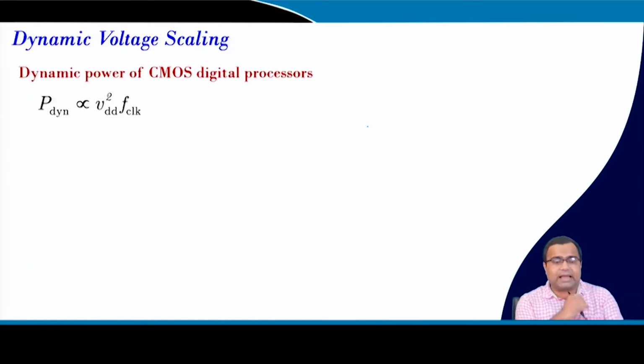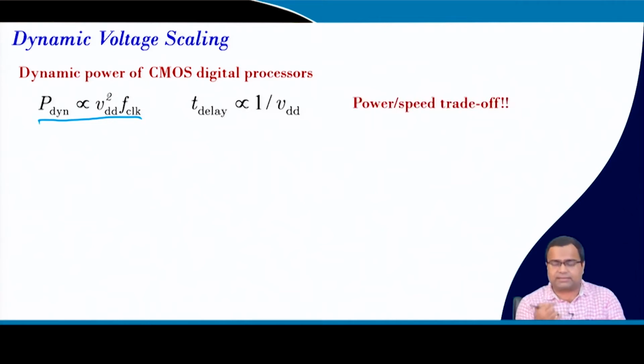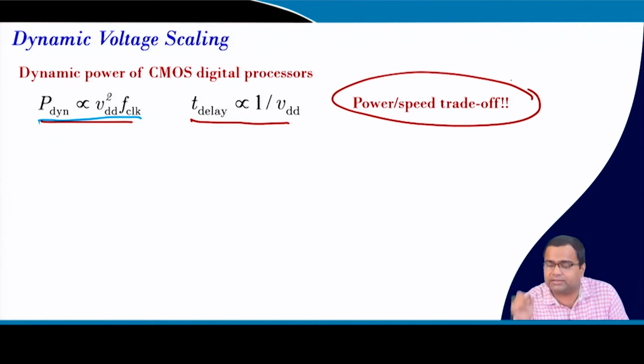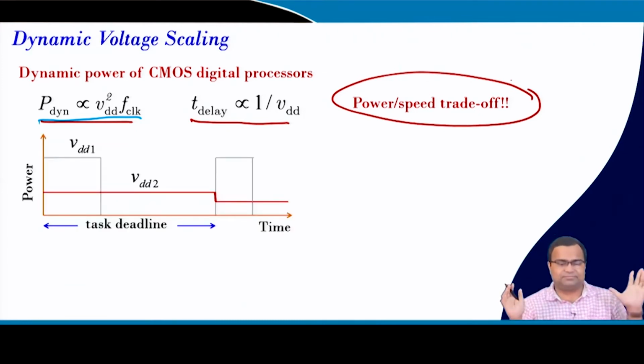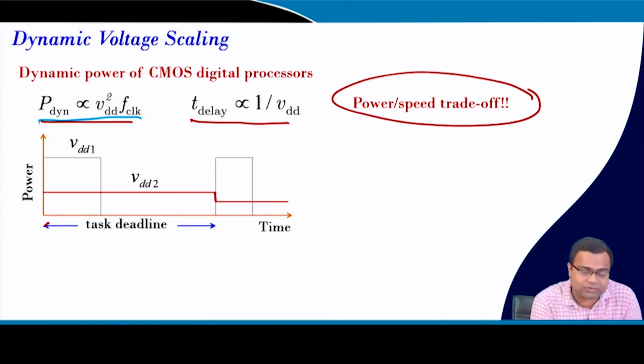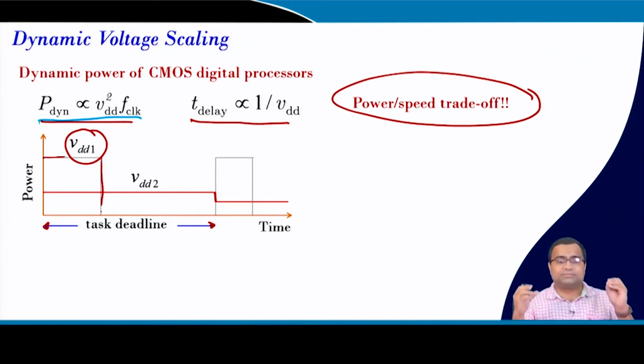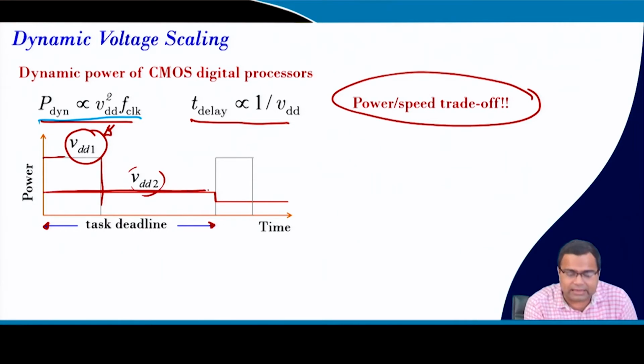Now, the next question: in dynamic voltage scaling, what exactly do we do? As I said, the dynamic power is proportional to the square of VDD and proportional to clock frequency. We already discussed this trade-off between delay and power, power and speed. Imagine we have a task that has to be executed within a deadline. If we use VDD 1, the task can be finished in a short time. But if we use a higher VDD, then the effective utilization of the processor is low, and if such computation happens more frequently, then your VDD square increases, so dynamic power increases.